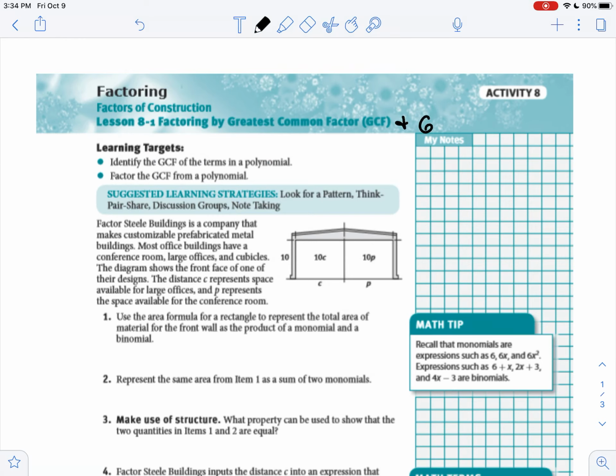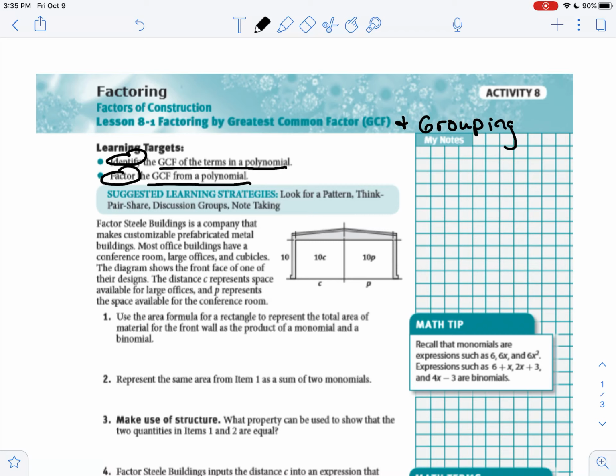And then I also added in factor by grouping, you'll see at the end of this lesson. So we're also going to add here factor by grouping. The learning targets we have are to identify the GCF of the terms of a polynomial and then to factor out that GCF from a polynomial. And grouping also involves GCF, and you'll see that in a little bit.